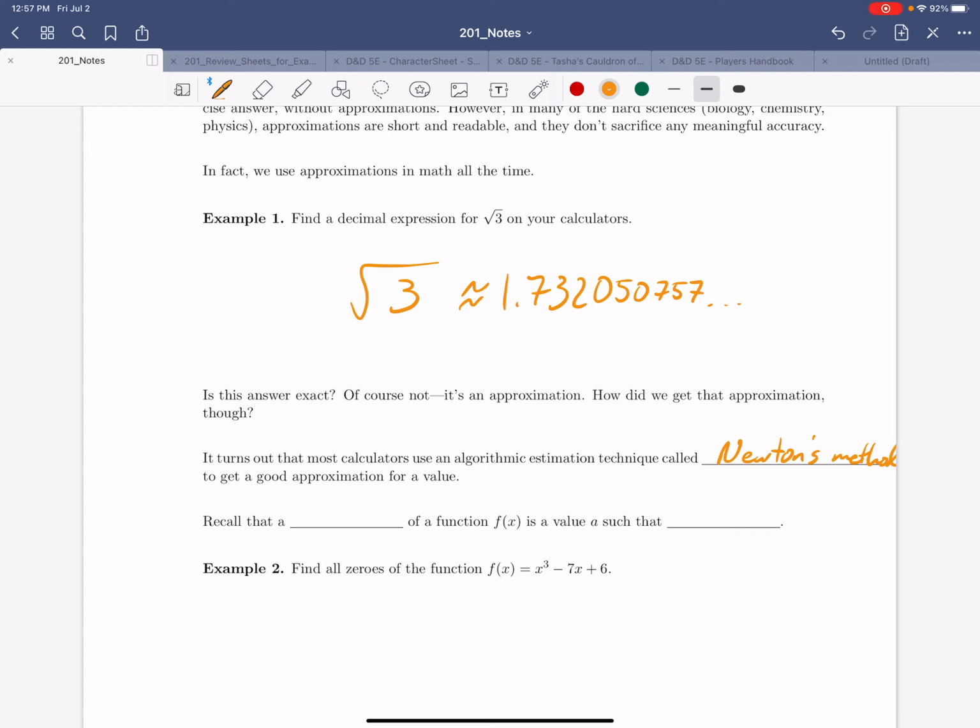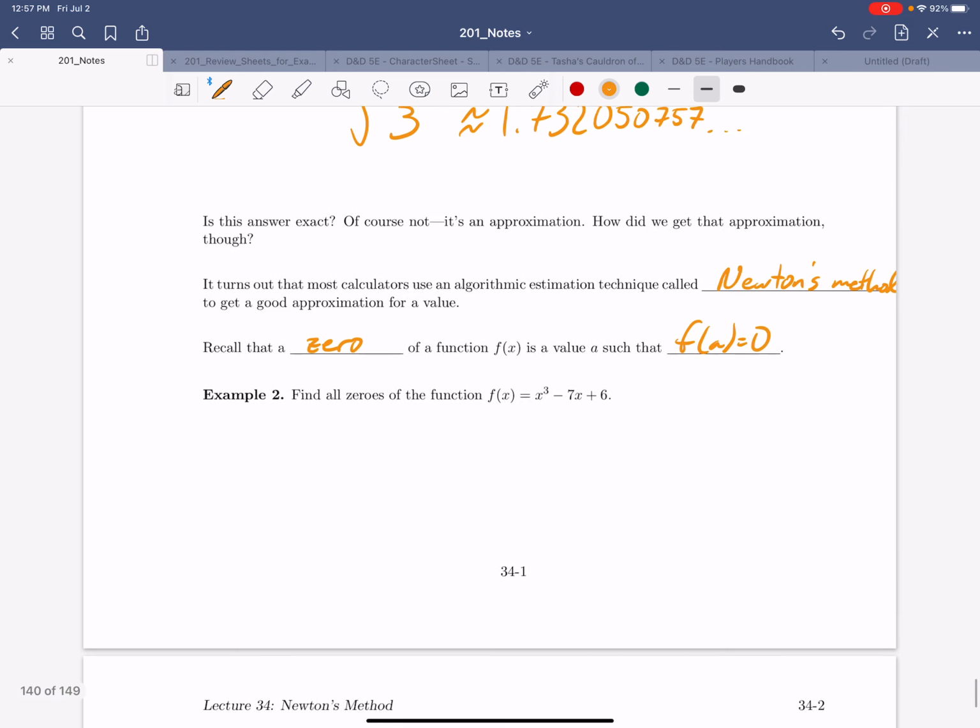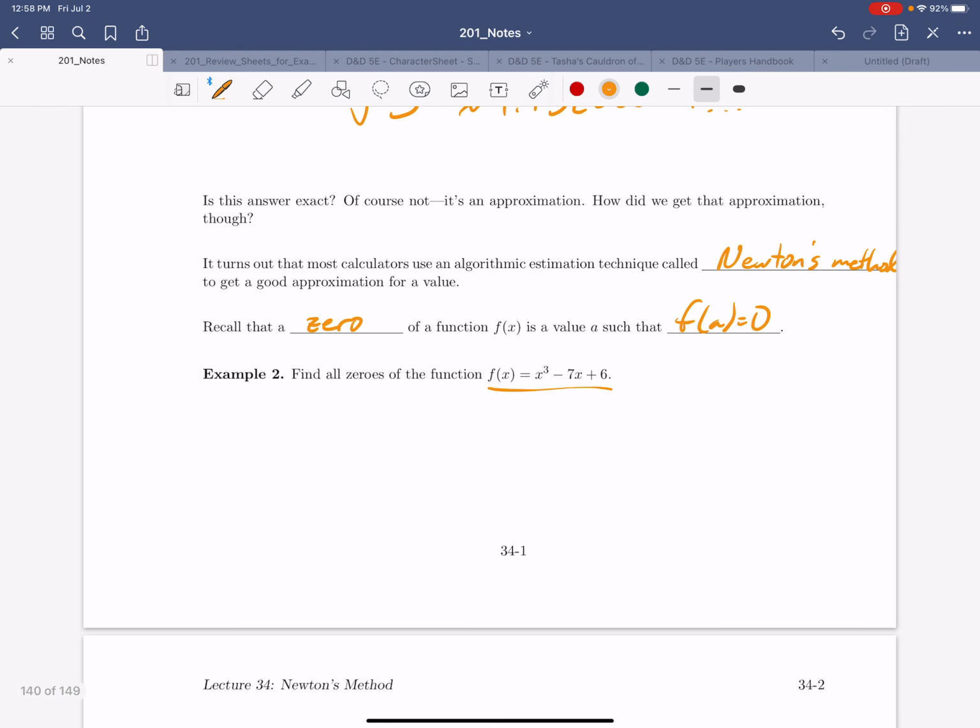Before we go further, just recall that the zero, or we call it a root sometimes, of a function is a value a such that f of a equals 0. For example, we want to find all the zeros of this function right here. One thing we know, from the rational root theorem, is that all possible roots of this polynomial have to be factors of 6. So plus or minus 1, plus or minus 2, plus or minus 3, or plus or minus 6. Otherwise, it's something really messy, right?